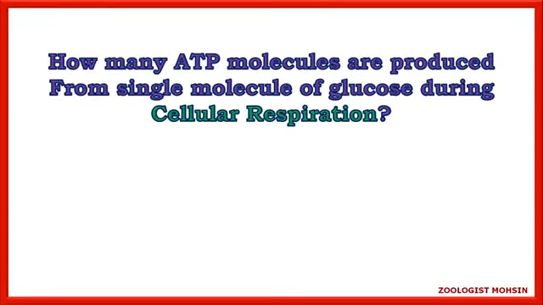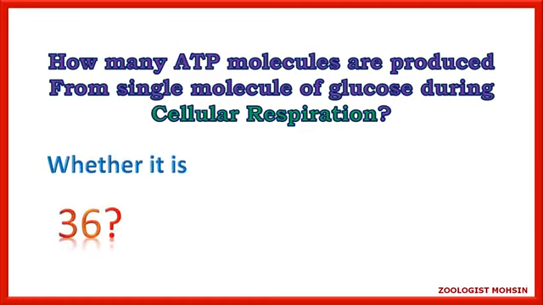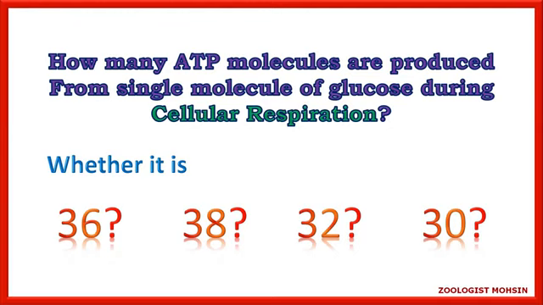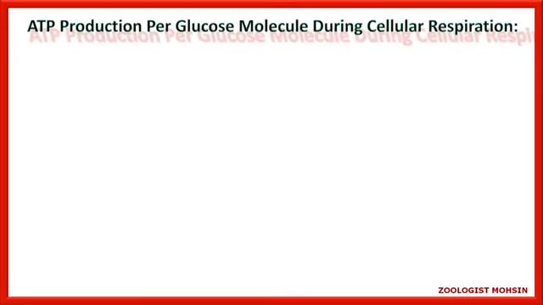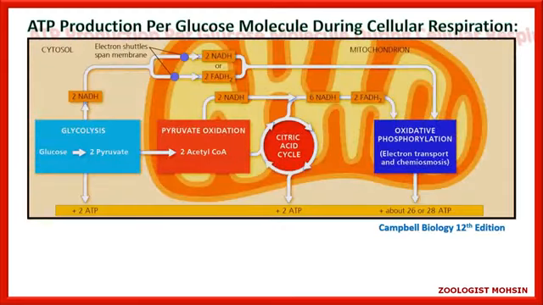How many ATP molecules are produced from a single molecule of glucose during cellular respiration, whether it is 36, 38, 32, or 30? Let's review different sources to find the exact answer and the reasons behind their variation.